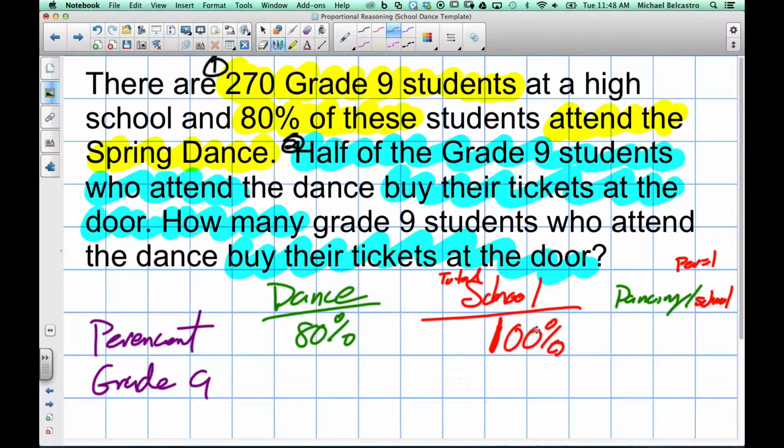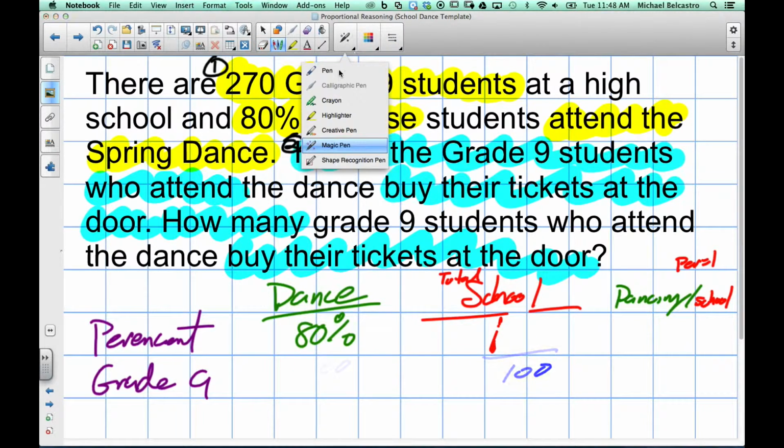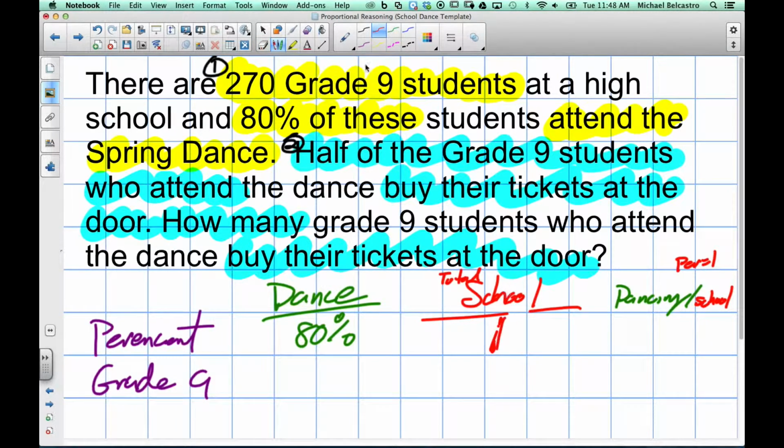Now, first thing we want to do is actually convert these percentages to decimals. And in order to do that, we need to divide both of them by 100. If we divide 100 by 100, we get that idea of 1, right? That per school idea, just like we'd set up before. And if we divide 80% by 100, we actually get 0.8. So let's rewrite it again like that, 0.8. So now we've set it up as decimals, which is important for what we're going to do.